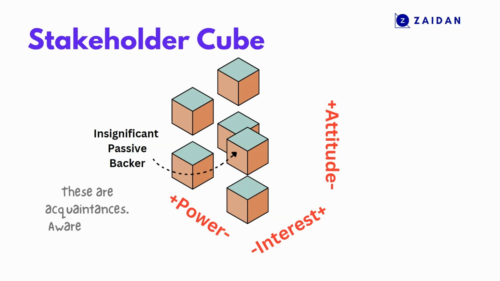Low power with low interest and high attitude. These are called insignificant passive backers. These are acquaintances. They are aware but not against the project.